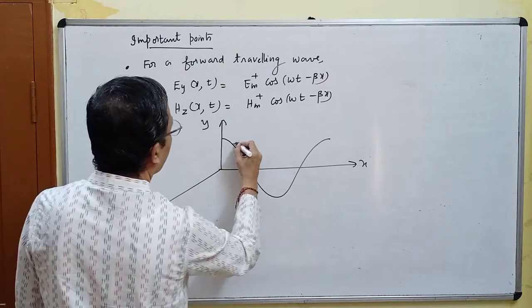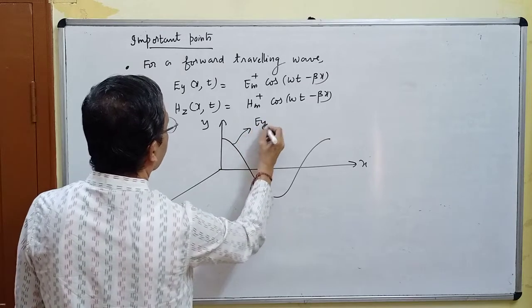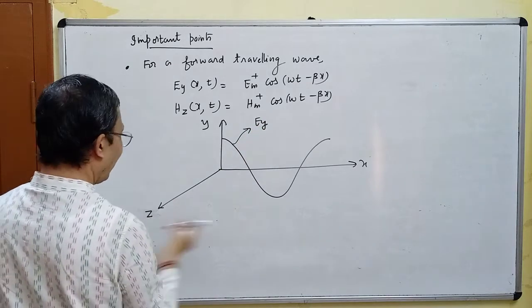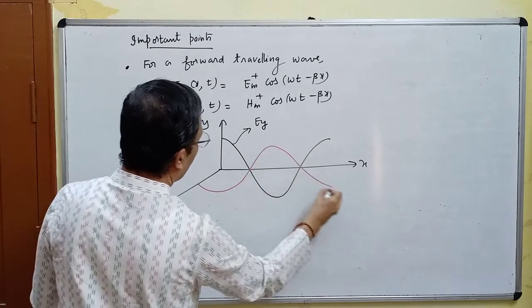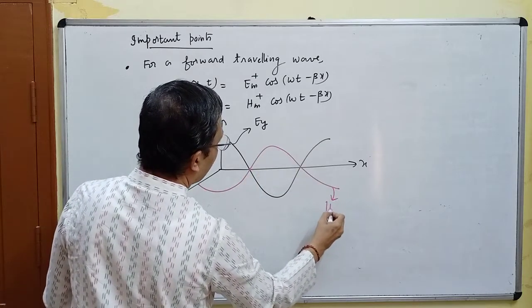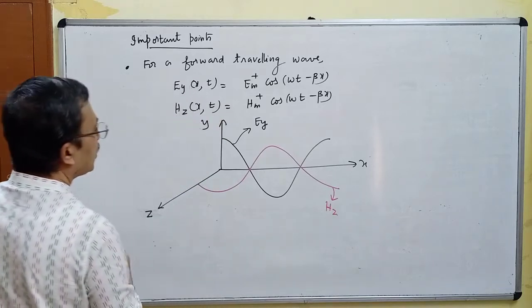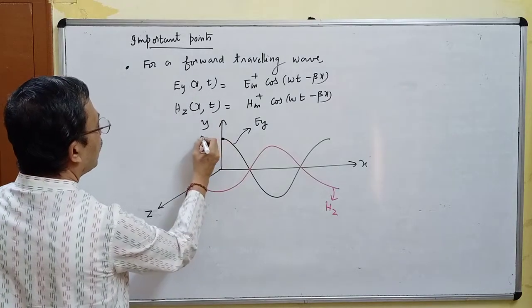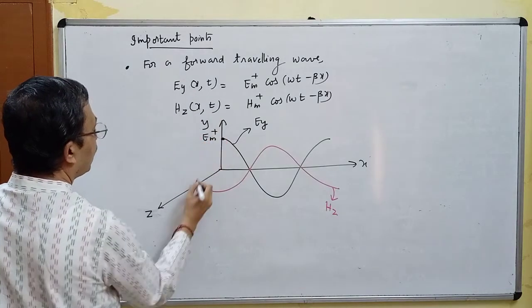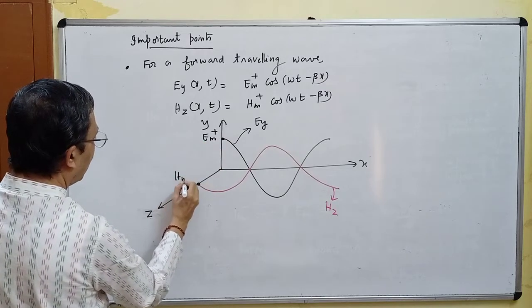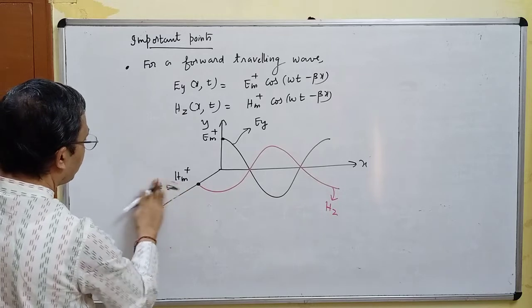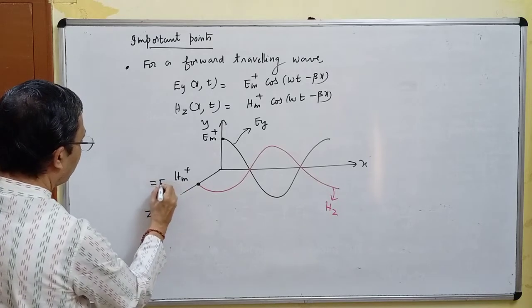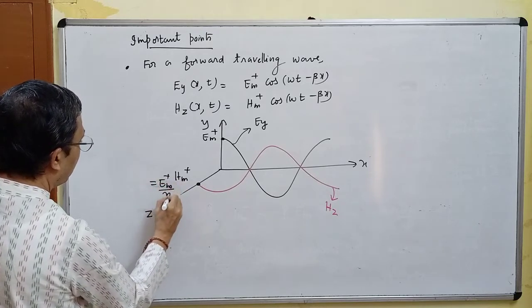This is Ey. What I have shown in red is Hz. What is this amplitude? This amplitude is Em plus. What is this amplitude? Hm plus. What is Hm plus? Hm plus is equal to Em plus divided by eta.